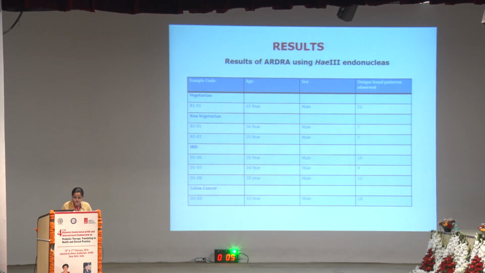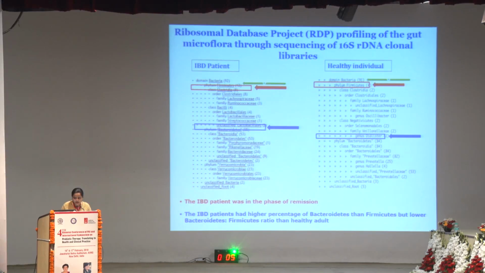Now we come to the results. These are the patients that we screened through ARDRA: 1 from vegetarian, 2 from non-vegetarian, 3 from IBD patients, and 1 from colon cancer patients. This is the RDP profiling of the gut microflora through sequencing of rDNA clonal libraries. Here we can see that IBD patients had a higher percentage of Bacteroides than Firmicutes. And we also observed that the ratio of Bacteroides to Firmicutes was lower than in healthy adults. Here we are talking about the non-vegetarian healthy adults.